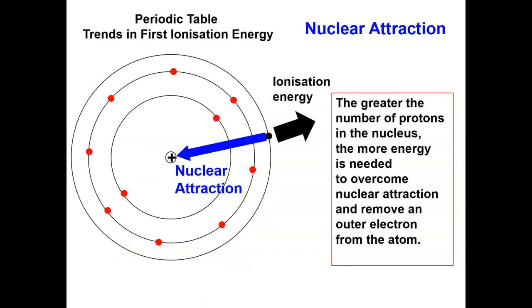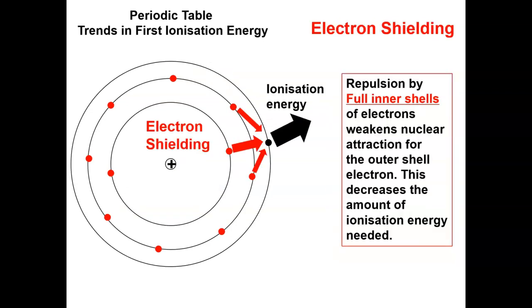So fairly obviously, when we deal with our three features, nuclear attraction, as the nuclear protons get stronger, then the attraction for the electron increases. As the amount of shielding from full inner shells increases, so the repulsion for that outer electron increases as well. So nuclear attraction is often accompanied by increased electron shielding. Bigger nuclear protons also come with bigger numbers of electrons and bigger atoms.